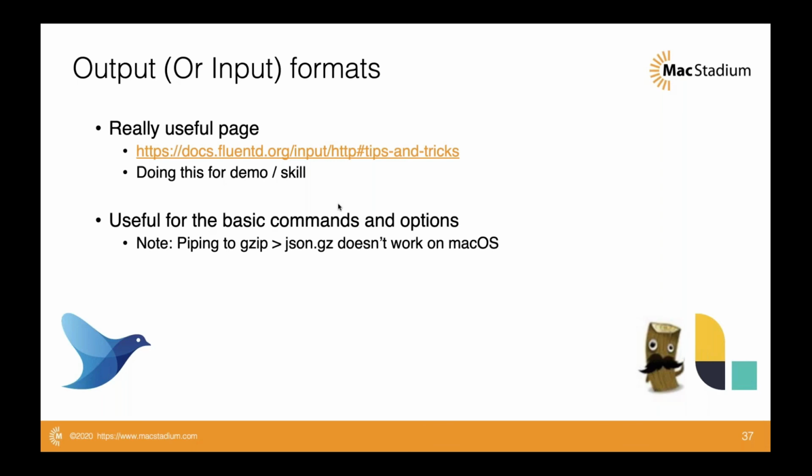Piping gzip is an example. This doesn't work when you're sending to a fluentD server living on a macOS. So just test everything. Now, if this was living on a standard Linux VM, it would work just fine and as documented. But that page is going to have some useful information.